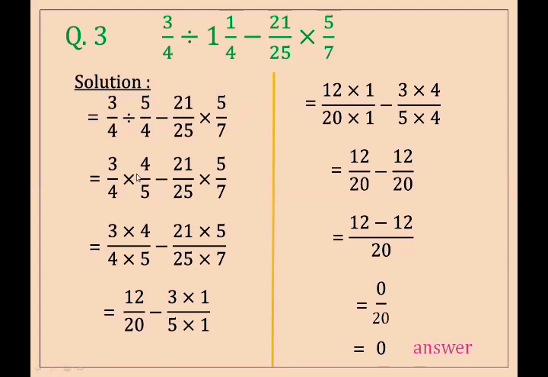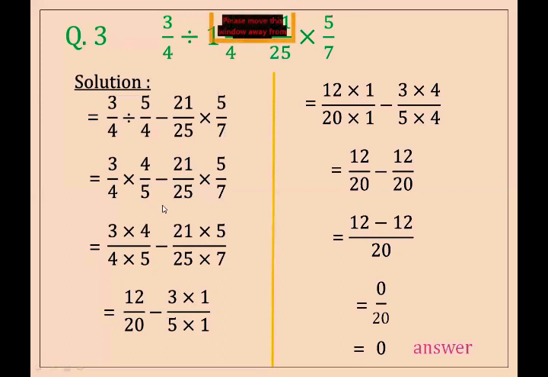The next step, according to DMAS rule, we have to solve firstly this division sign. Here we take the multiplicative inverse of 5 upon 4. So this division sign is converted into multiply and this 5 upon 4 becomes its reciprocal. So here we write 4 upon 5 and the remaining fractions are as they are: 3 upon 4 multiplied by 4 upon 5 minus 21 upon 25 multiplied by 5 upon 7 here.